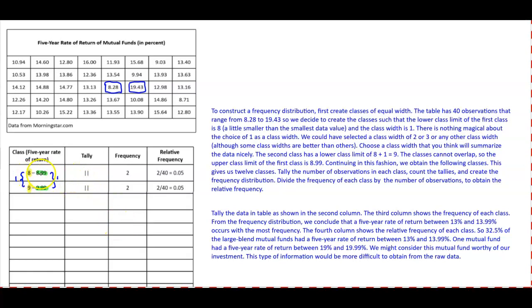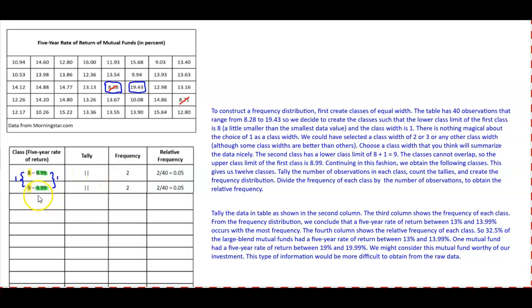So between 8 and 8.99, so far we have one that's in between there. And then here's the second one. So we end up having 2 of them. Therefore our frequency is 2. And so our relative frequency is going to be 2 divided by the number 40, which gives 0.05. Okay, so we can see that's what happens there. Now I'm going to go ahead and erase that since we already have that written in there.